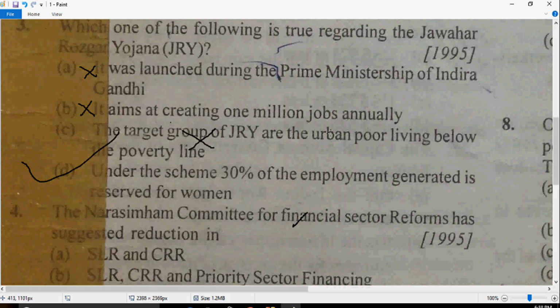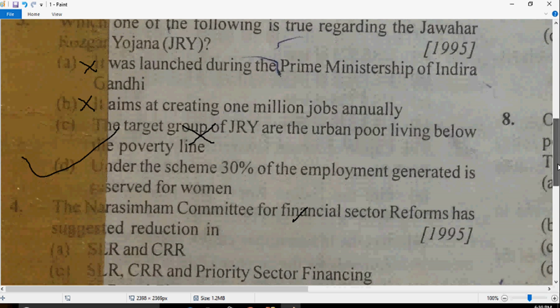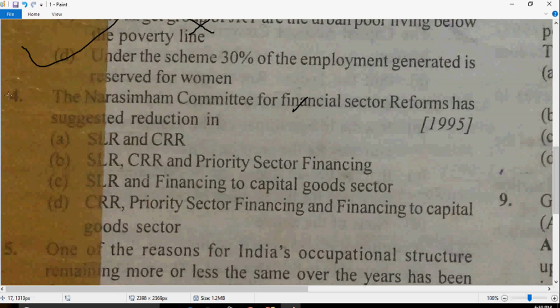So now we have choice one. And of course, I can say strongly that in this scheme, especially in 1989, the government also focused on 30% of the employment generated being reserved for women, of course. So that reflects women's empowerment. Now, for the next one, the Narasimha Rao Committee, of course, for financial sector reform, has suggested reduction in what? There should be no doubt, of course: SLR and CRR and priority sector financing. So here B will be correct, no doubt.